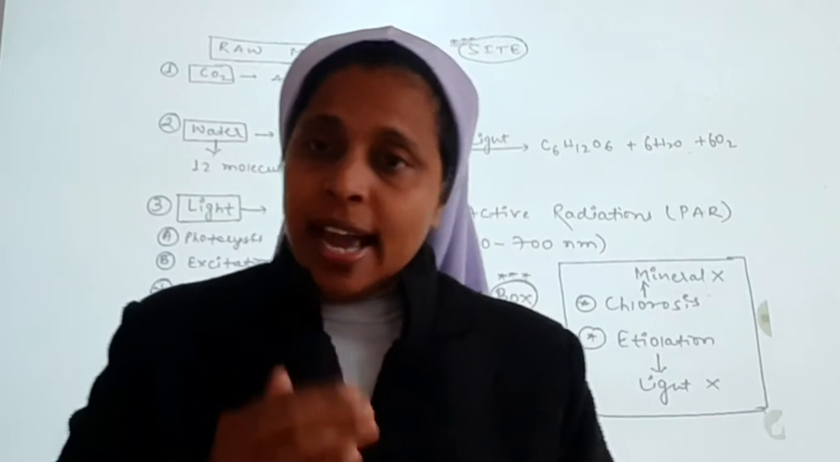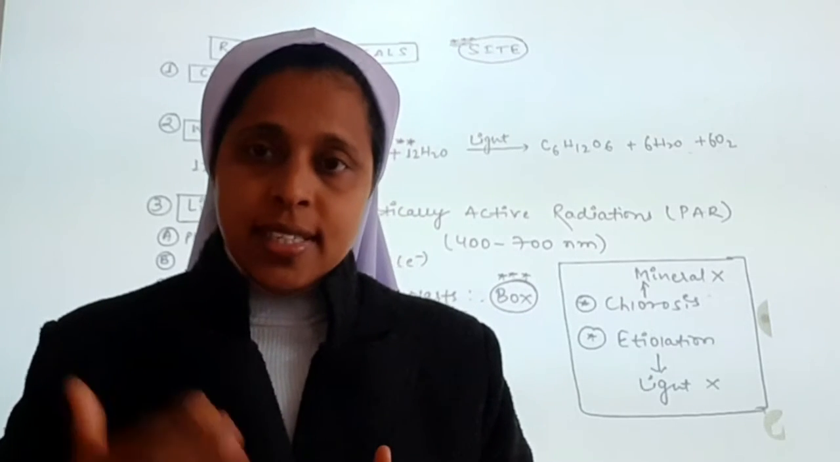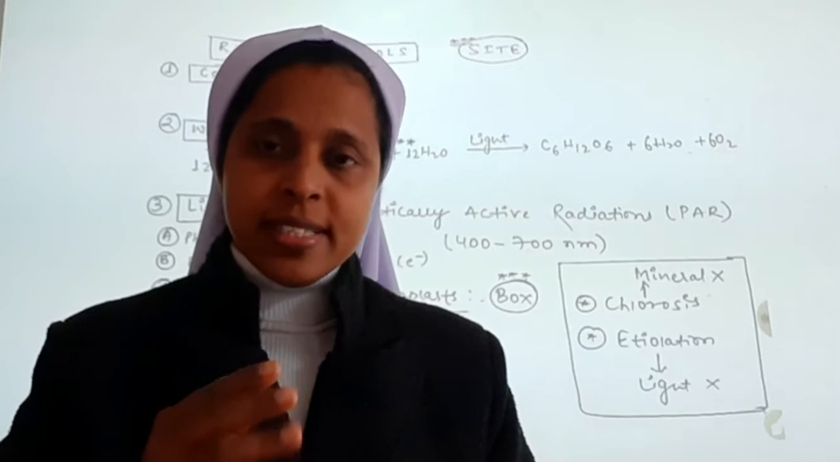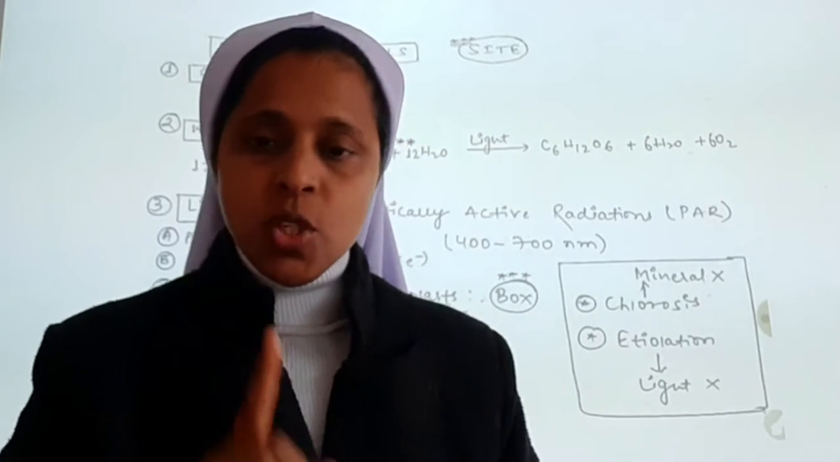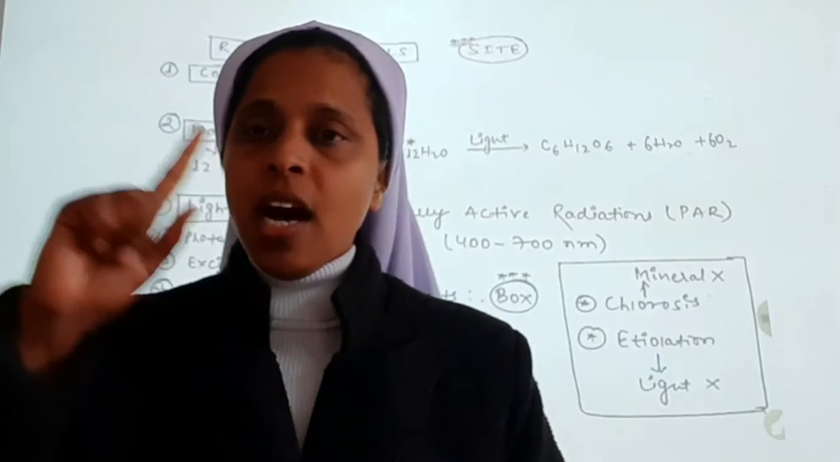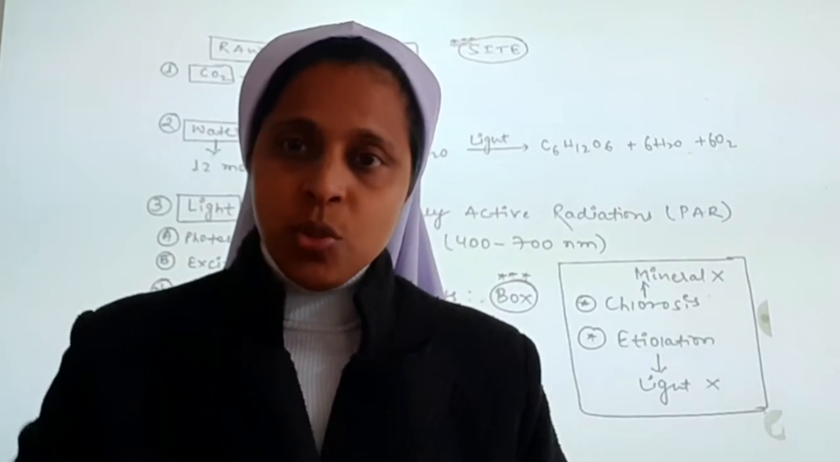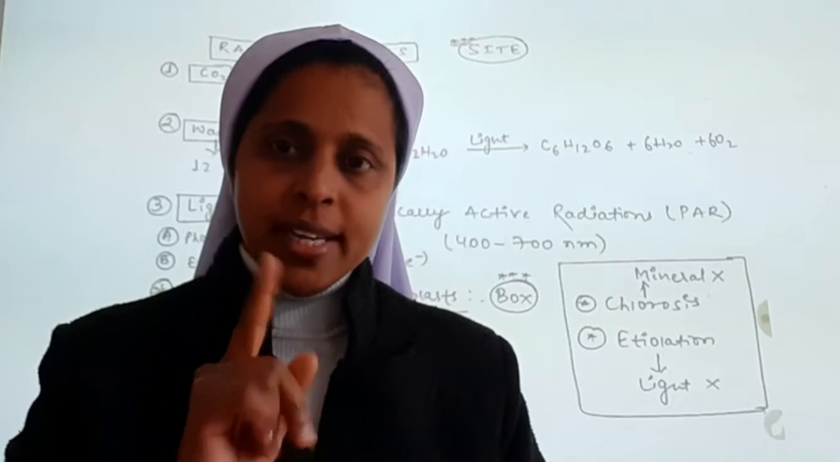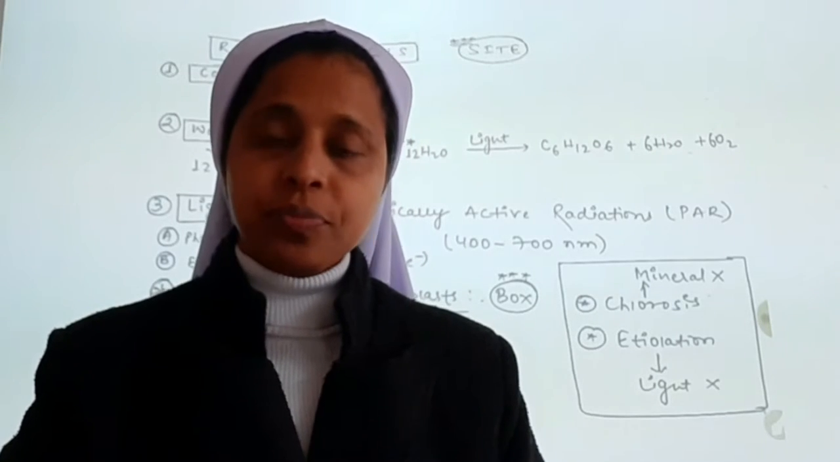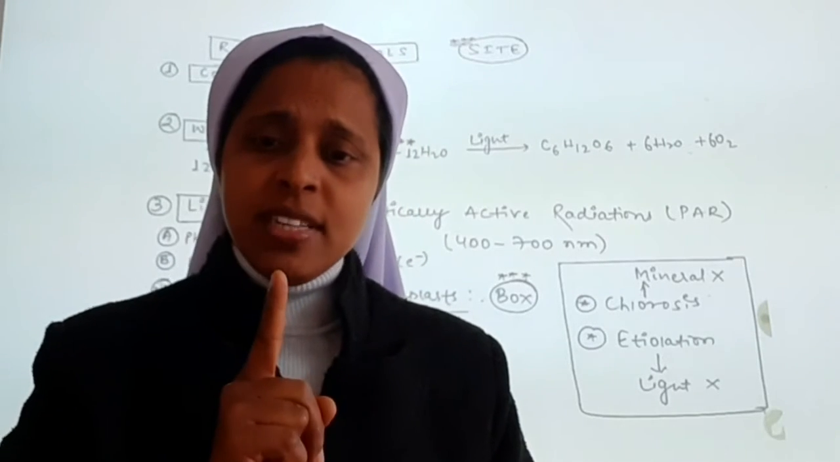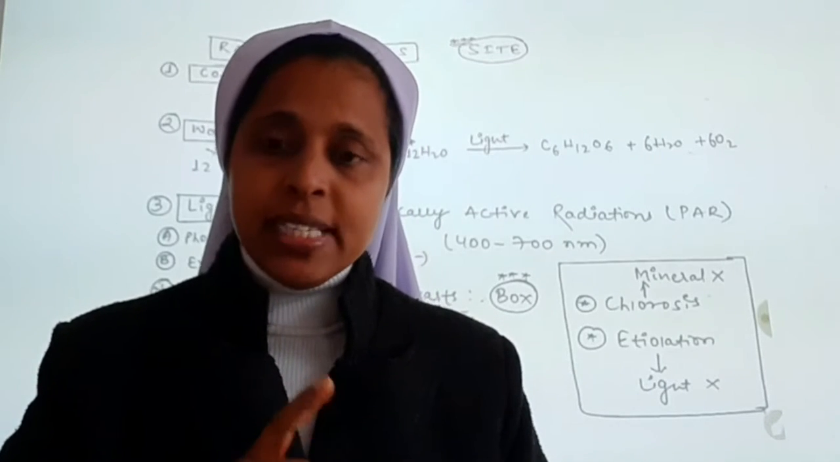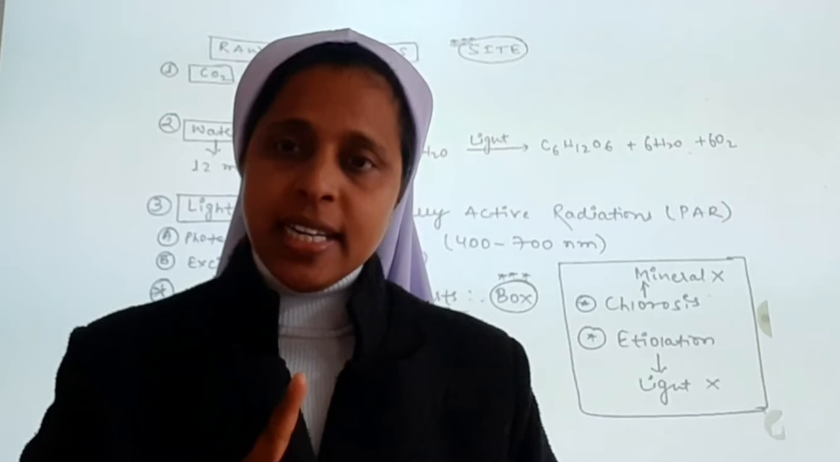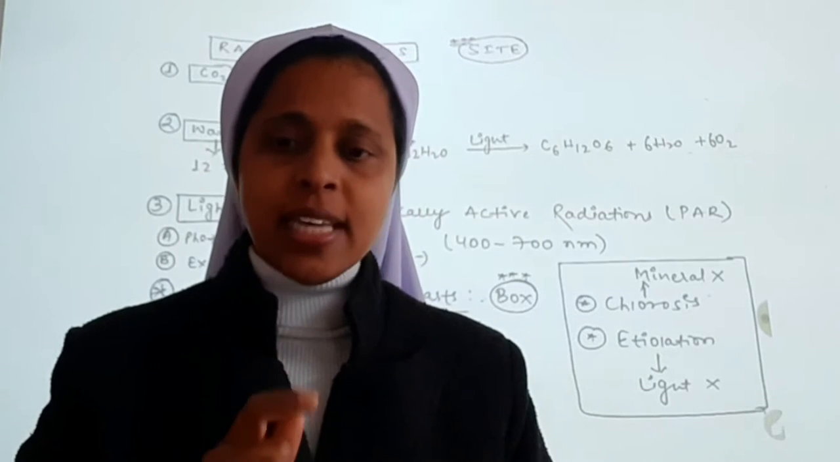In the Calvin cycle, which we will learn later in the third portion, we will learn how it is formed and all those things. If we want to make one molecule of glucose, then we have to run the Calvin cycle 6 times. Then only will we get one molecule of glucose. To run one Calvin cycle, we need 2 NADPH. What is NADPH? Nicotinamide adenine dinucleotide phosphate. That's a coenzyme used here.